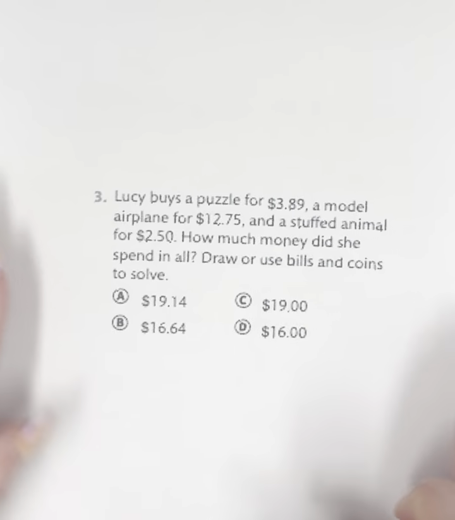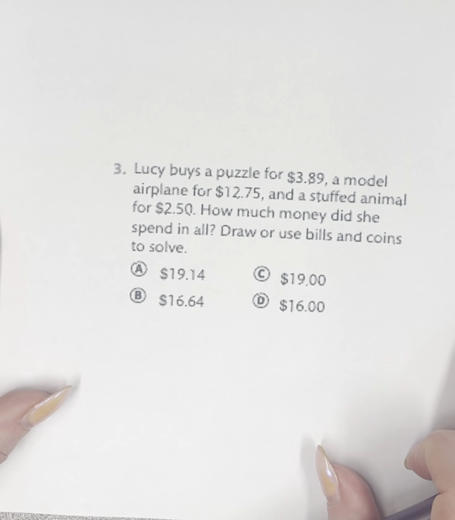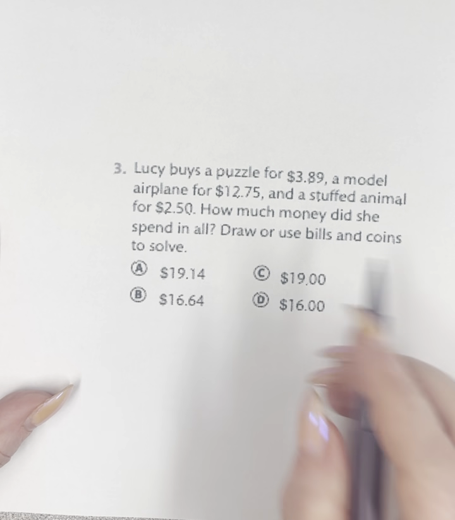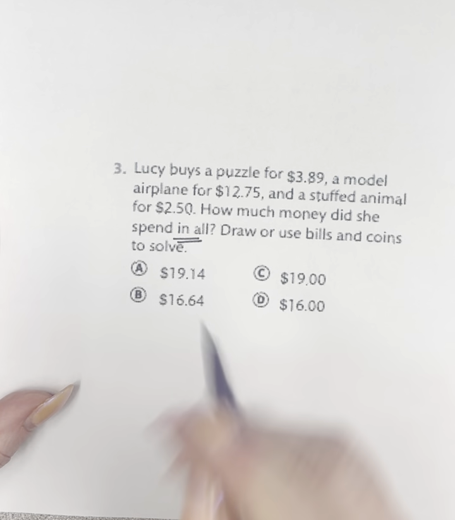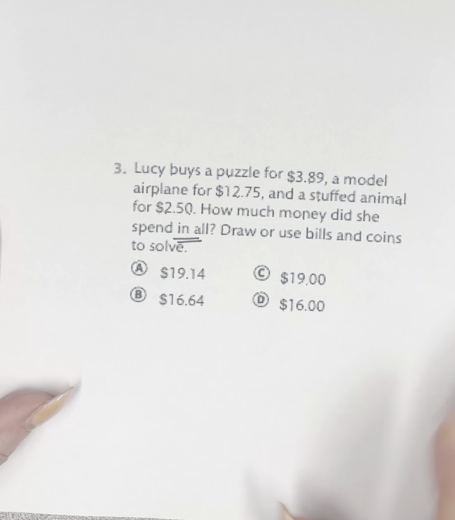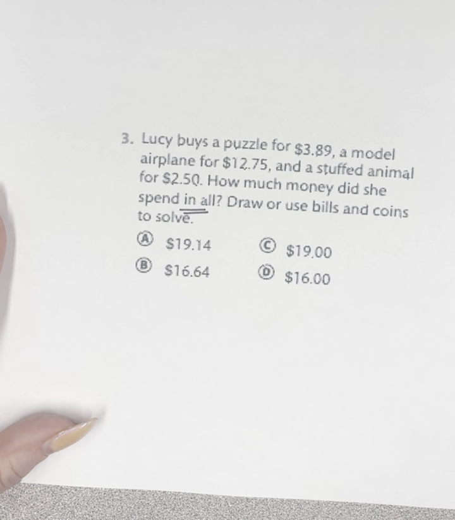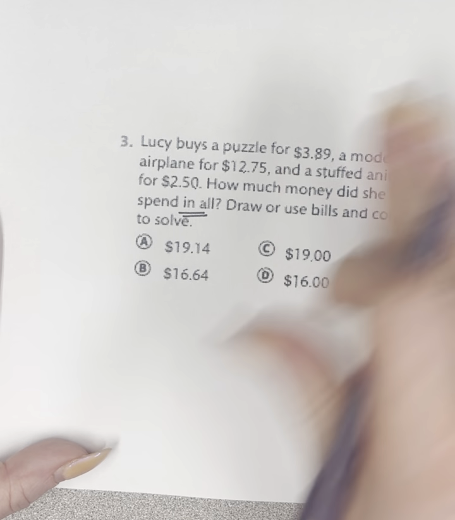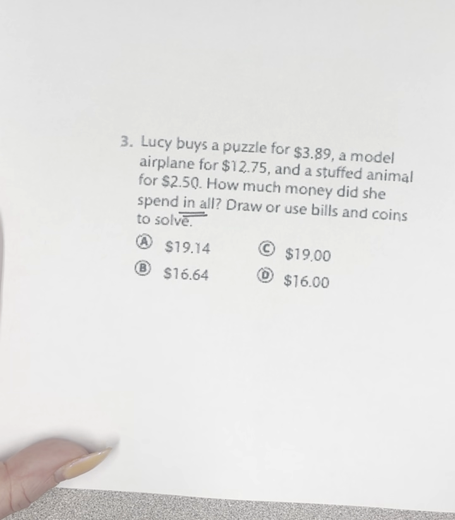All right, let's talk about Lucy. Lucy buys a puzzle for $3.89, a model airplane for $12.75, and a stuffed animal for $2.50. How much money did she spend in all? Draw or use bills and coins to solve. You could. That's a nice strategy. Not my preferred strategy. I like to just add. So you know how I like to add. I like to add two quantities at a time.